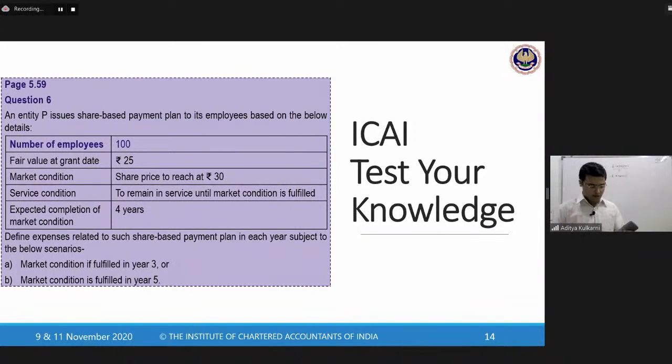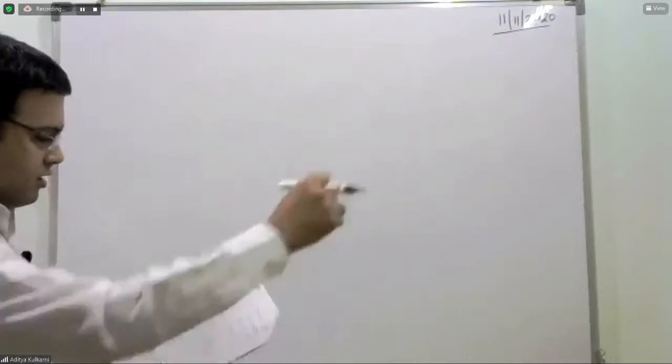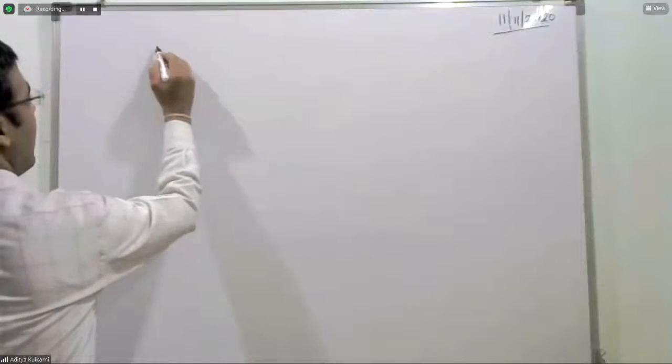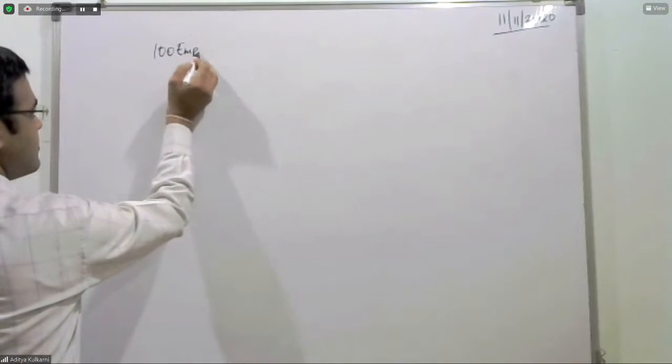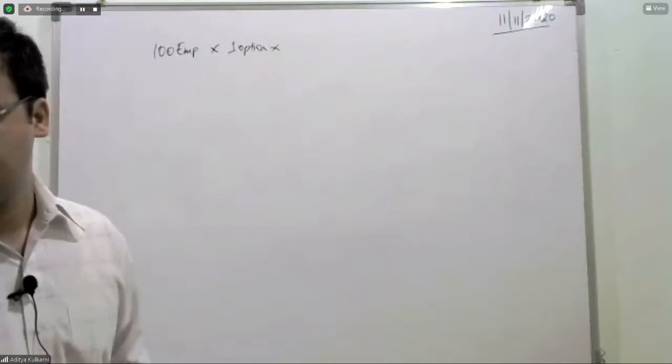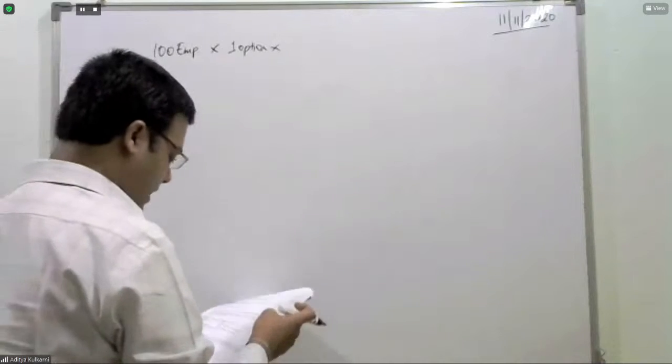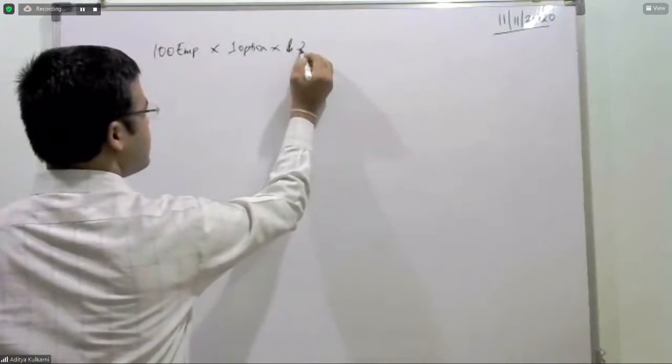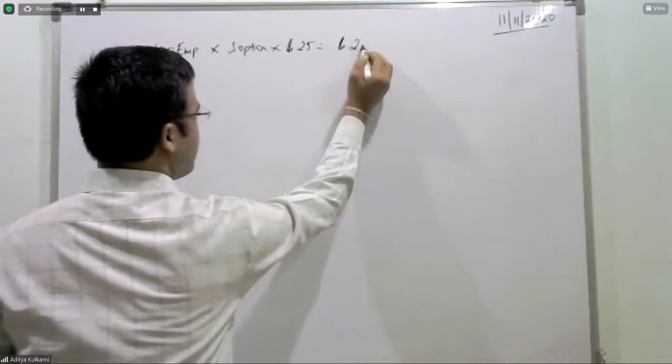All right. So now, how do I do this problem? A very simple problem. You don't have to do many calculations. 1 share per option, we will keep that simple. They have not mentioned how many options. So now let us just do this. It won't take much time. 100 employees into 1 option. No information is given, so I am calculating it on a per share basis. Multiplied by what is your fair value? Rupees 25.